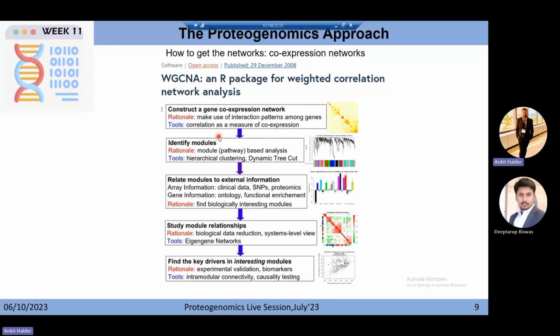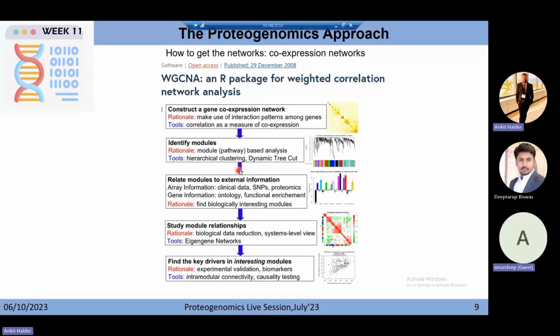Second is to identify modules, so module-based, pathway-based analysis. You can do it by hierarchical clustering, dynamic tree cut. So all these things take.